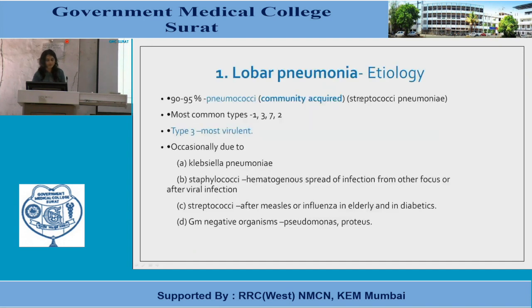So lobar pneumonia. What is the main etiology of lobar pneumonia? It is 90 to 95% caused by pneumococci, and it is usually a community-acquired type of pneumonia. The most common types are 1, 3, 7 and 2, among which type 3 is the most virulent. It might occasionally be due to Klebsiella, Staphylococci, Streptococci and other gram-negative organisms.